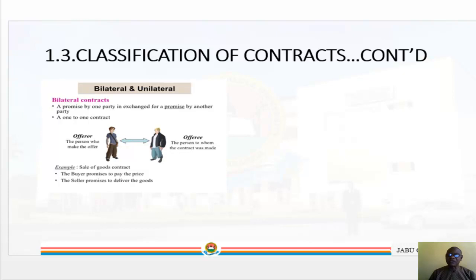An example is sale of goods contract, where we have the buyer who promises to pay the price, and we have the seller who promises to deliver the goods.